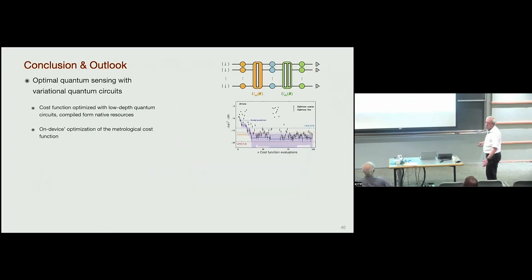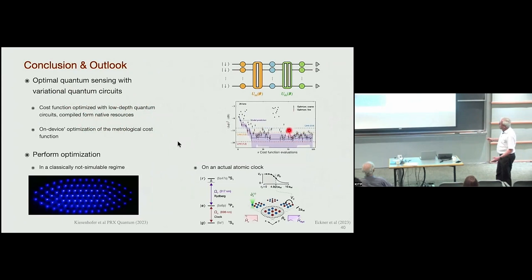Okay, so conclusion and outlook in the story here. We have discussed optimal quantum sensing with variational quantum circuits and a cost function optimized with low depth quantum circuits compiled from native resources. This is our trademark. We build good quantum sensors and on-device optimization over here. That's a very important element.